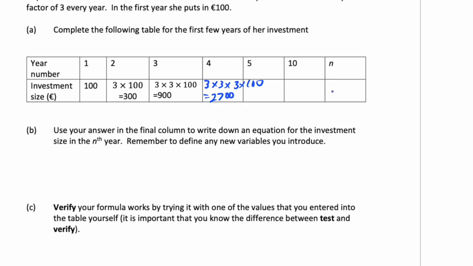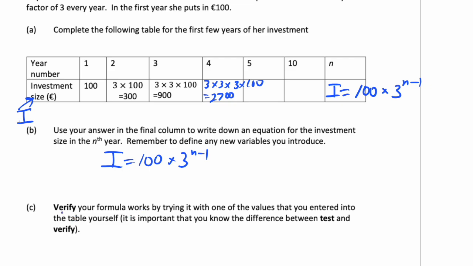So when you go to do your rule, the investment, I guess we'll call it I, maybe. I equals, you're going to have the initial value, which is 100, and 3 to the power of n minus 1, because there's always 1 less 3 than the year number. Okay, so it's I equals 100 times 3 to the power of n minus 1.